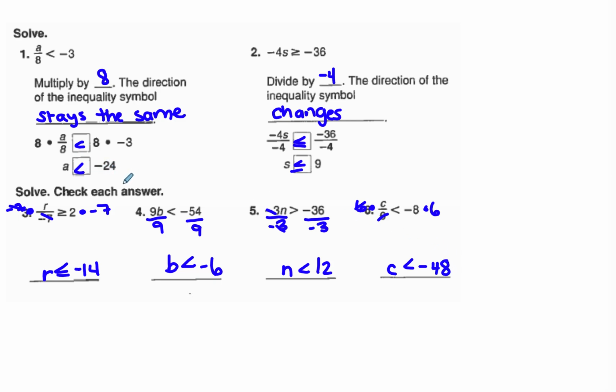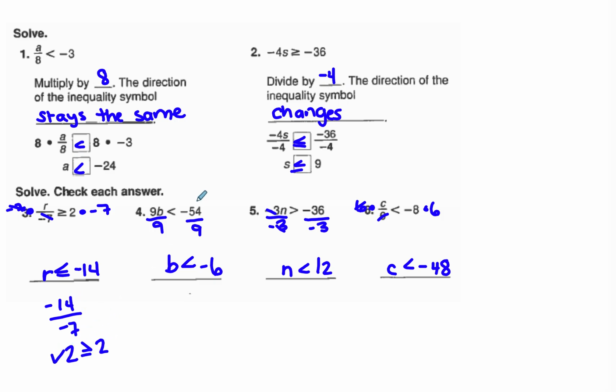Now it does say to check. I'm just going to do a mental check on these. So let's see. r is less than or equal to negative 14. So I'm going to pick negative 14 since it can be equal to that. Negative 14 divided by negative 7 gives us positive 2 is greater than or equal to 2.